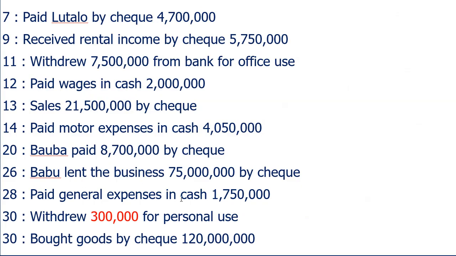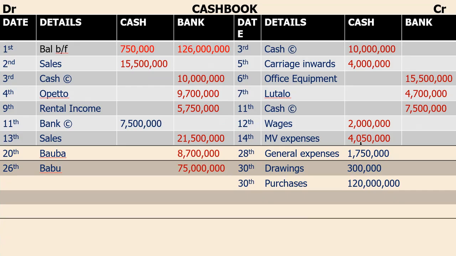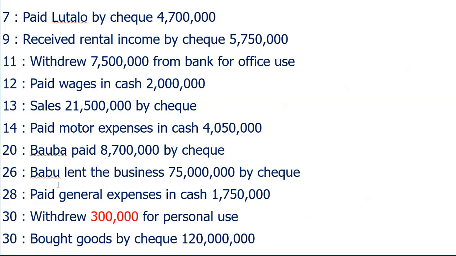Then paid general expenses, we credit. We shall credit the cash by general expenses here. That one is credited. Then another transaction is talking about withdrawing 300,000 for personal use. When they say personal use, it is different from office use. When they say personal use, this means these are drawings. But if it is office use, that becomes a contra entry.